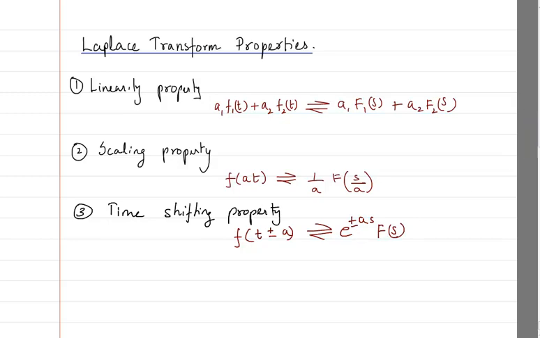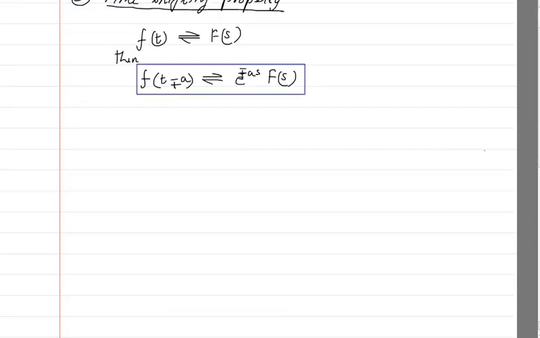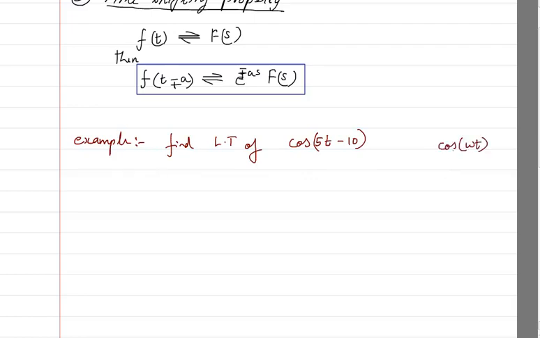Based on that, let us look at some problems. For example, let me look at an example. Find the Laplace transform of cos of 5t minus 10. So I want to find that. Now, generally we have seen cos omega t, but now it has come like this, omega t minus 10.